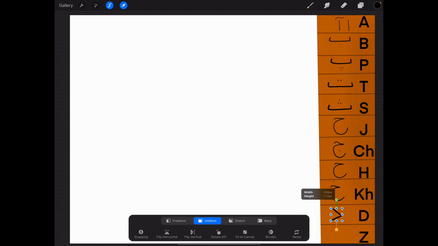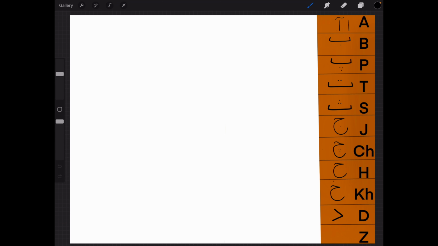Okay, now next one is Zal. Yes, looks the same as Dal, but this one actually has a dot on top. Zal. And the way it's pronounced is the same as the letter Zed in English. Z.